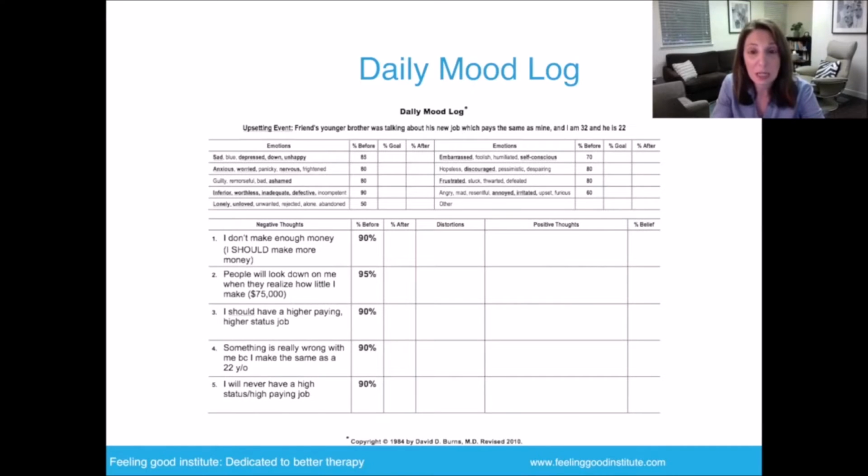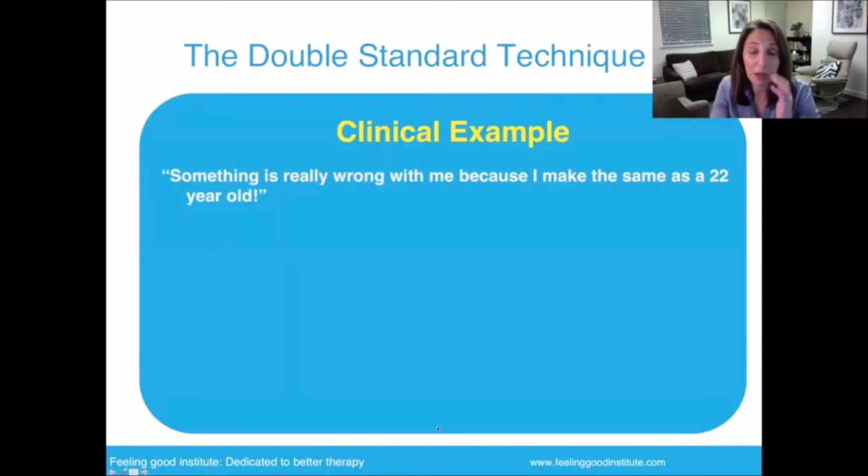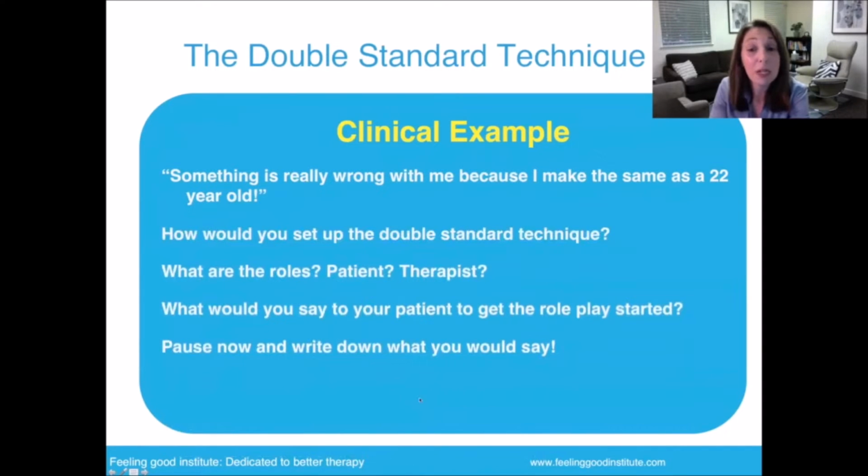So I want you to take this clinical example and answer some questions about it. This is the negative thought that we're going to take as an example: something is really wrong with me because I make the same amount as a 22-year-old. Now I want to ask you a question. How would you set up the double standard technique? What would you say to your patient to explain the technique to him or her?